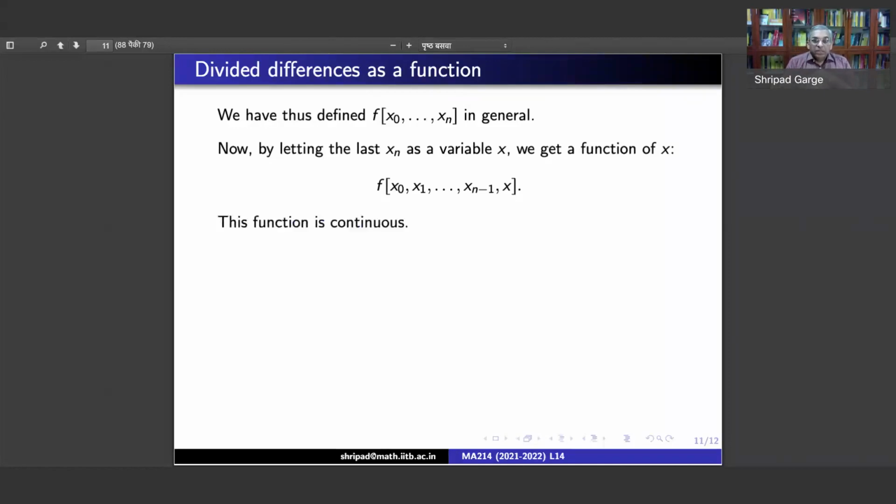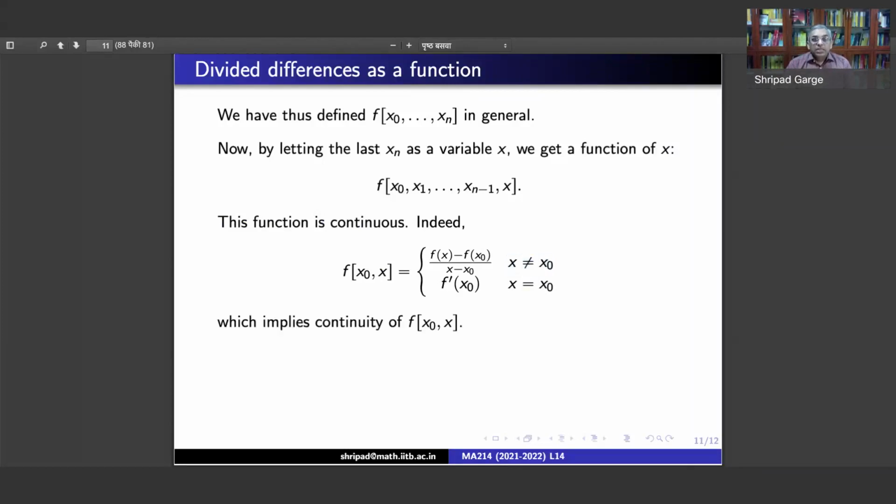In fact, if you were looking at only x0 comma x, whenever x is not equal to x0, the formula will be the usual Newton's divided difference, which will be f(x) minus f(x0) upon x minus x0. But whenever x is x0, remember, we have defined f[x0, x0] to be the derivative at x0. And because we are assuming all nice properties on our function, we see that the limiting value of the first formula is equal to the second value, and therefore this function is continuous.